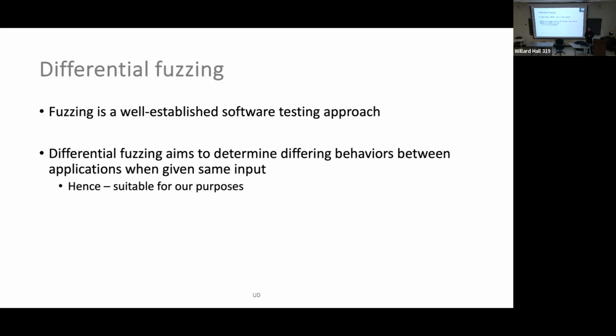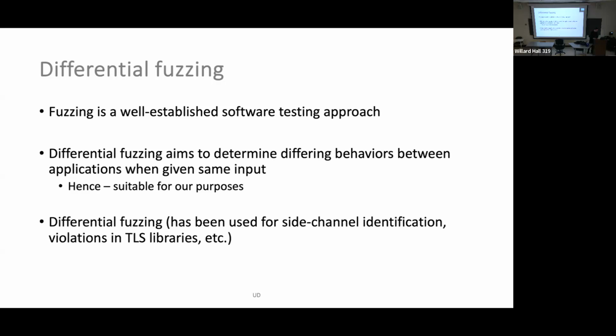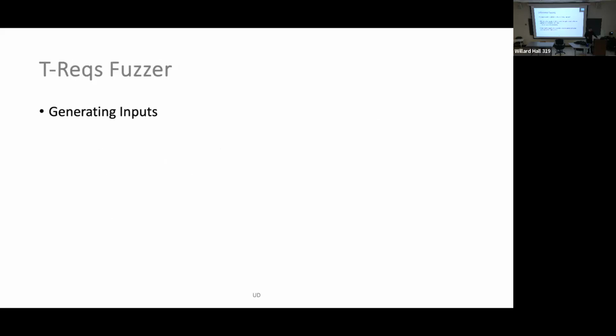So the idea here was, okay, we have different implementations. Can we actually feed them the same input and just figure out how they behave and then start comparing these behaviors? So we thought this would actually be suitable for our purposes, right? Because people have also used it, as I said, for TLS, side channel identification and things like that, but not necessarily in this space. So T-Reqs, first, initially generates inputs.